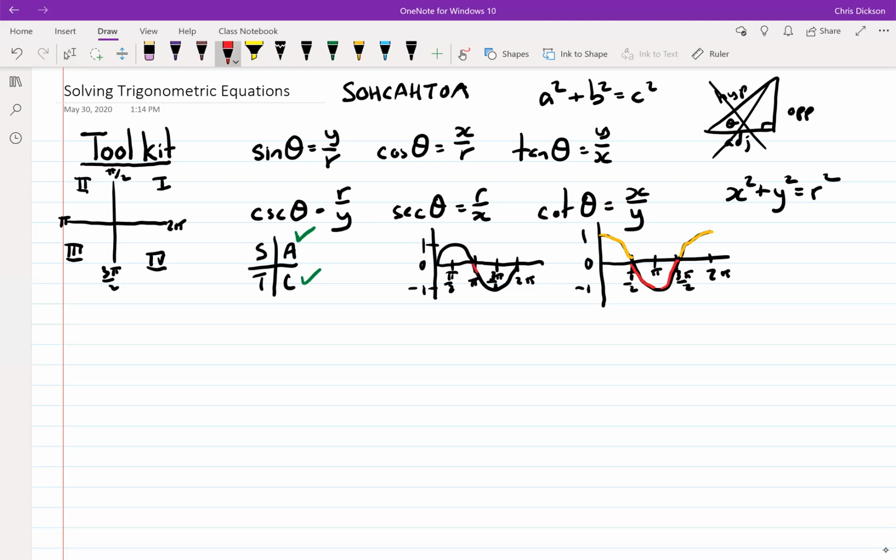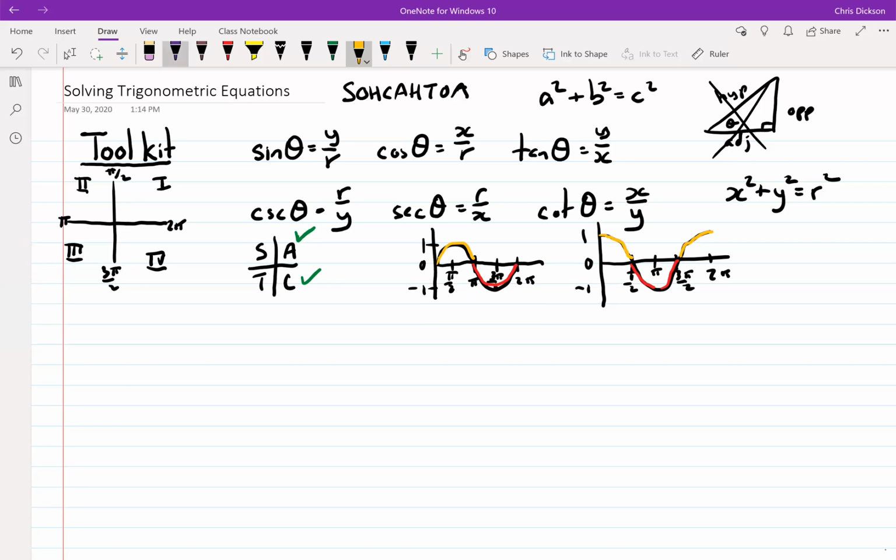Sine is negative here and here, and that's quadrants 3 and 4, but it's positive in quadrants 1 and 2. So once again, that's just some review of the things we've learned, and you've learned lots more than that, of course. But I think that's a good starting point to go at.